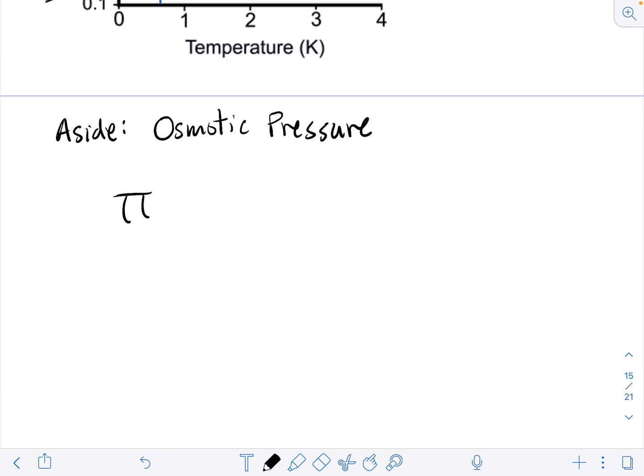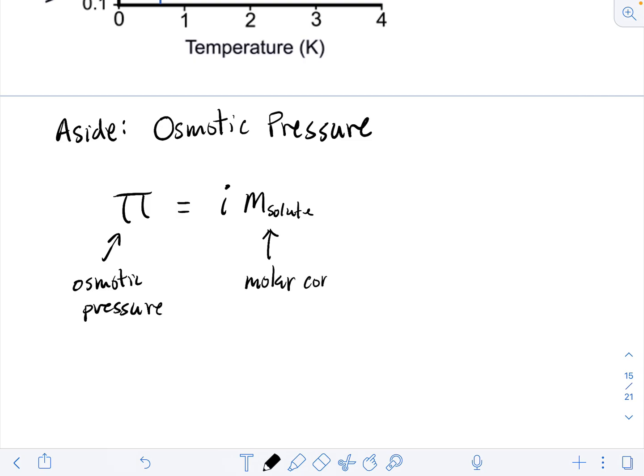Okay, so the osmotic pressure has a symbol capital Pi. And there's an empirical expression that says the osmotic pressure is equal to some dimensionless constant, which we're going to call i, times the molar concentration of the solute. In our example, it was sugar added to water, so sugar is the solute, and then it was equal to R times T.